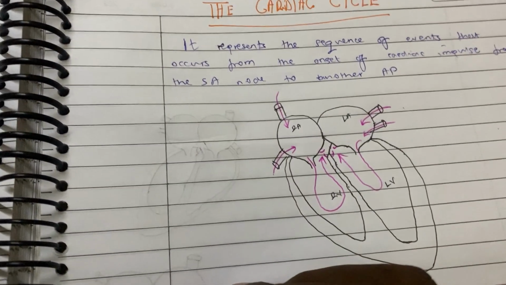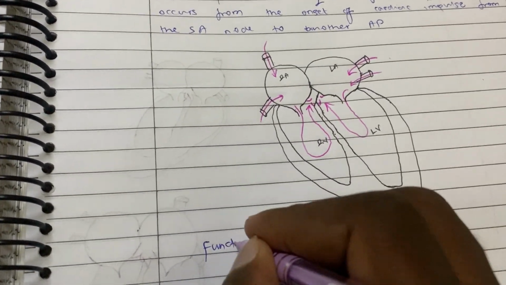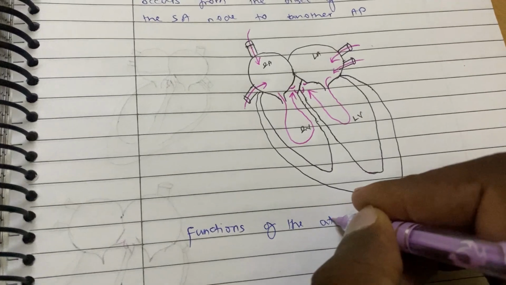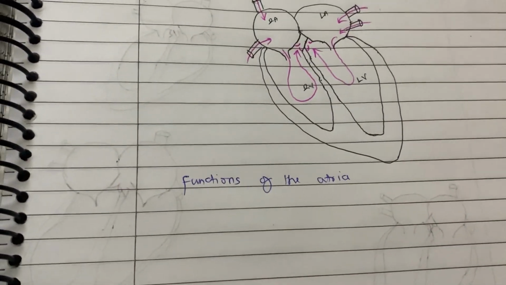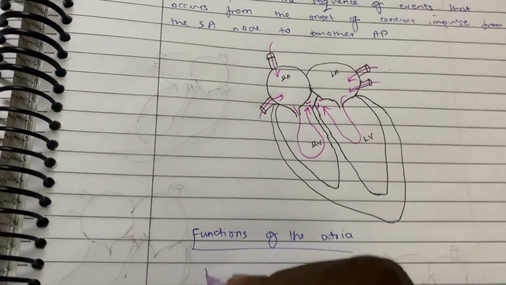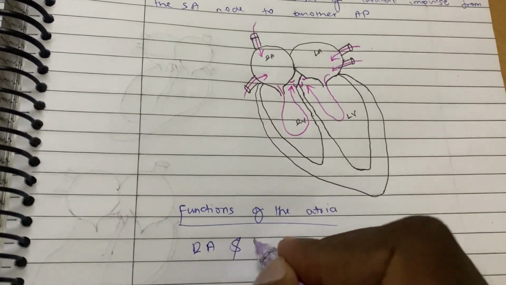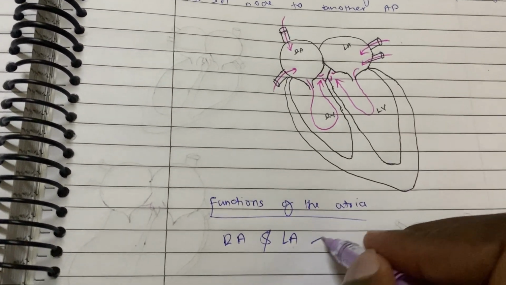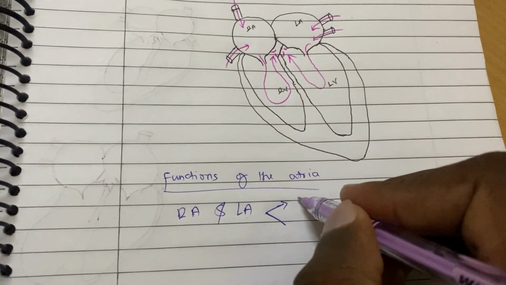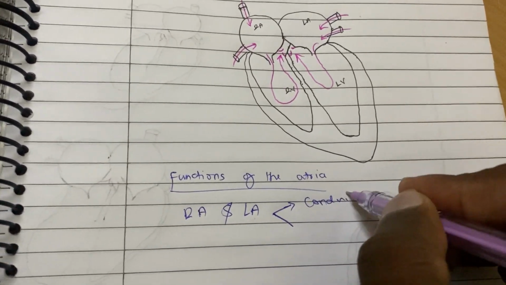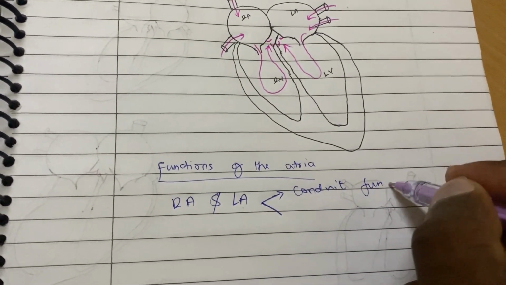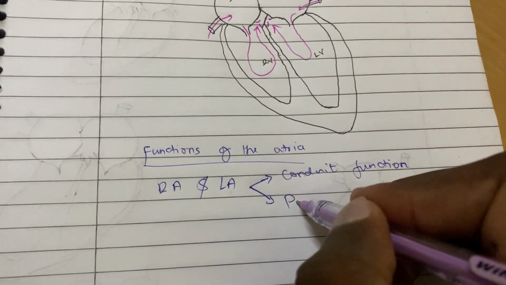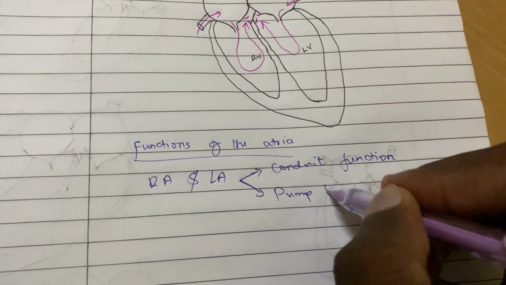So what are the functions of the atria? That is the right atrium and the left atrium. What are their functions? They have two functions majorly: the conduit function and the pump function.